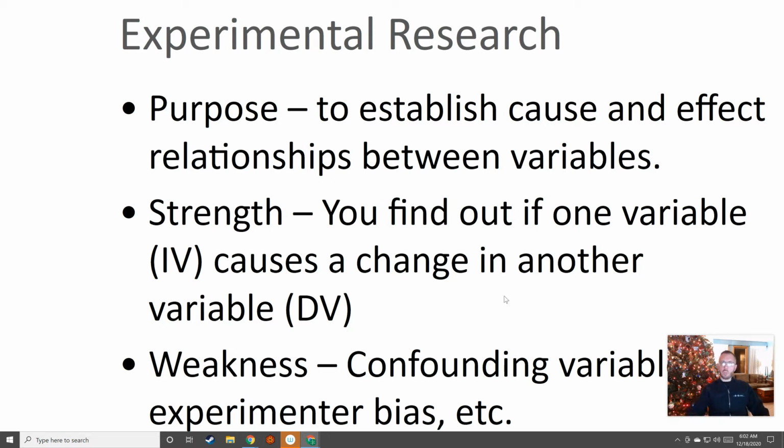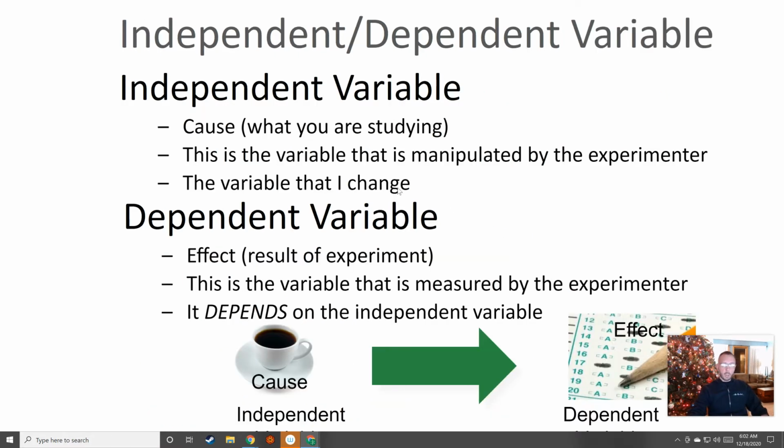So experimental research really is the very, very best thing that you could possibly do if you're able to do it. So independent and dependent variable. If that term is still not sticking with you at the very beginning, your independent variable is the cause of this. It's what you're studying, caffeine in this instance. It's the variable that you're going to manipulate. And when I say manipulate, we're going to give it to one group and not give it to the other. It's the variable that I, independent variable, starting with the letter I, change. So that might be a way for you to think about it.